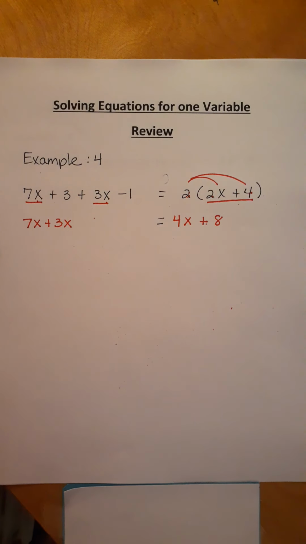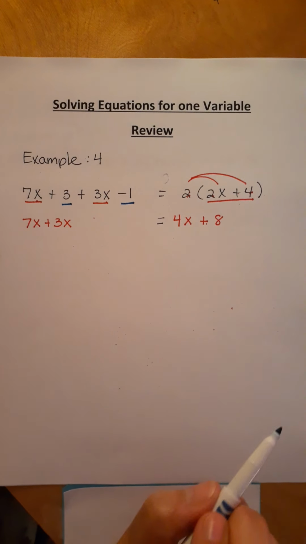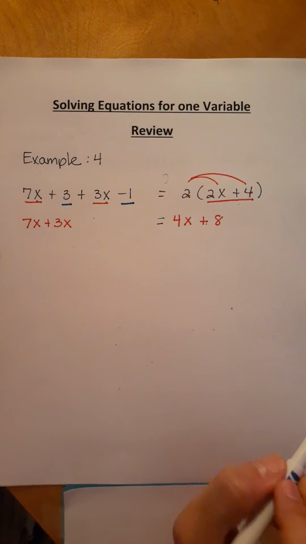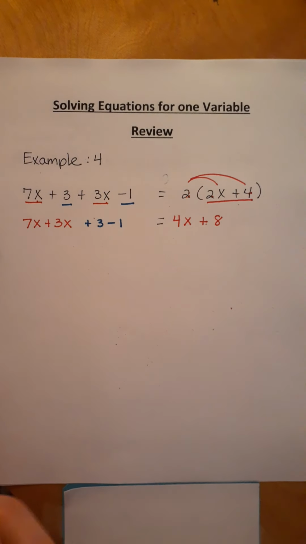Now, what's the other thing that we have here? Well, we have 3 and negative 1. Are they like terms? Well, they're both numbers, so yeah. Plus 3 minus 1. Now, I wrote it in a different color so you can really distinguish the difference between the two. Now, the rest I'm going to do in black.